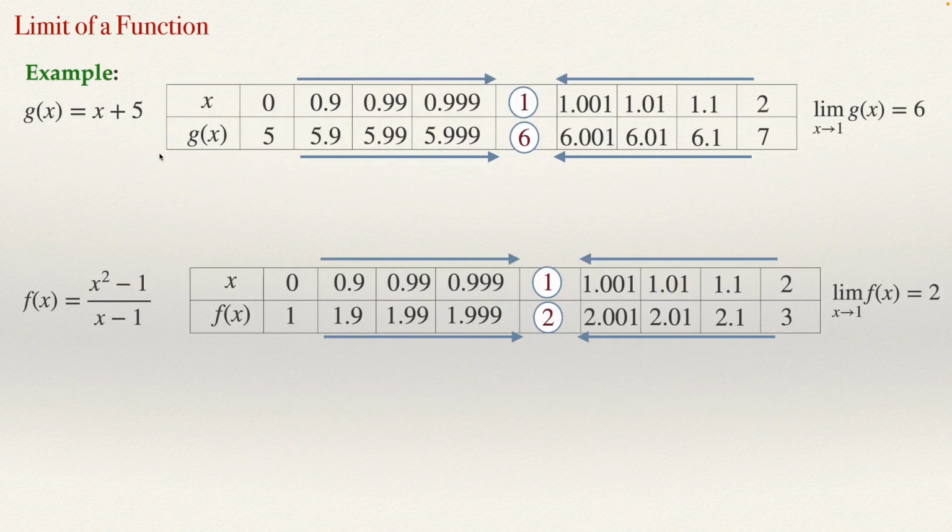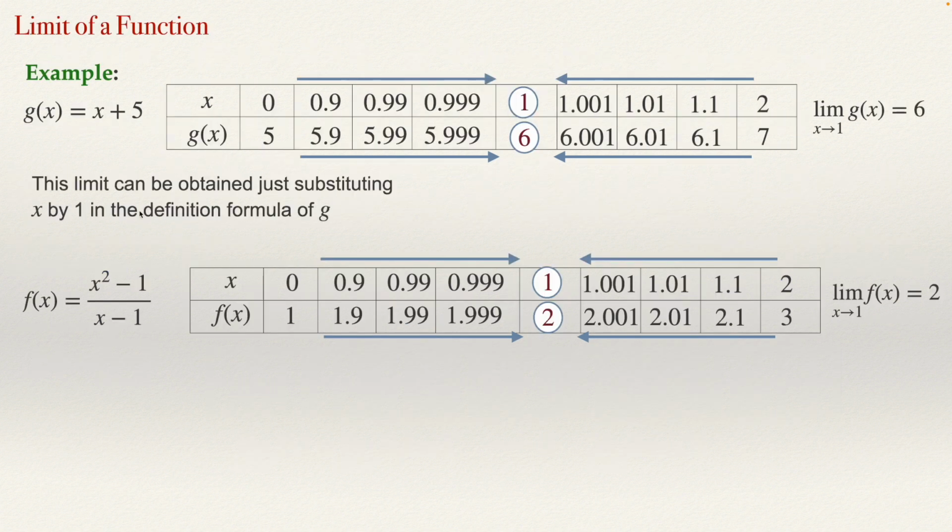But we notice that in the first case, this limit can be obtained just by substituting x by 1 in the definition formula of g. So we put here 1, so we will have 1 plus 5. This 1 plus 5 will be equal to 6. So the limit as x approaches 1 of g of x equals 1 plus 5 equals 6. Sometimes we can make a substitution and we can find the limit. This is a case. And there will be other cases where that substitution is impossible.